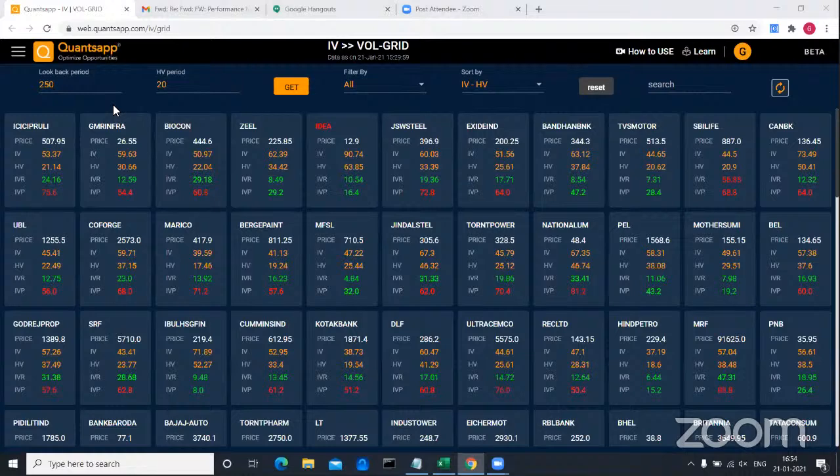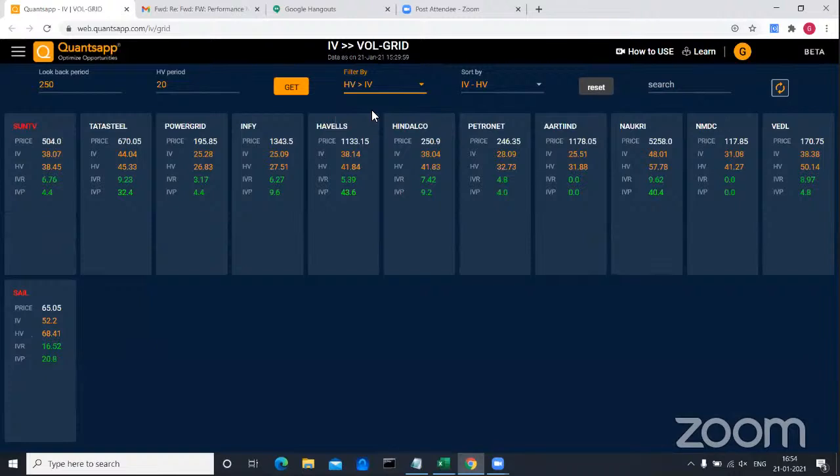Then here you can filter the data, like filter for those stocks whose IV is greater than the HV. So I want to see which stocks have IV greater than HV, meaning current volatility is greater than historical. And also which stocks have historical volatility higher than the current. So you can see Tata Steel, Power Grid, Infy, Havells, lots of stocks whose historical volatility, meaning the volatility in the previous period of time, is higher than now.